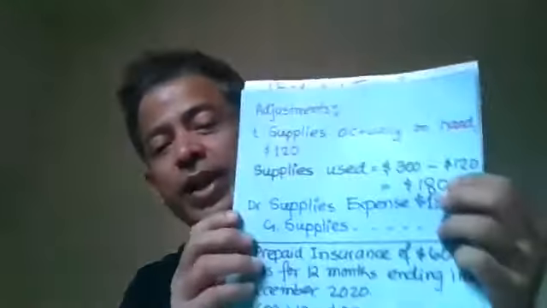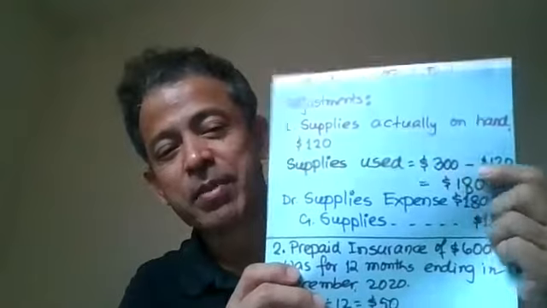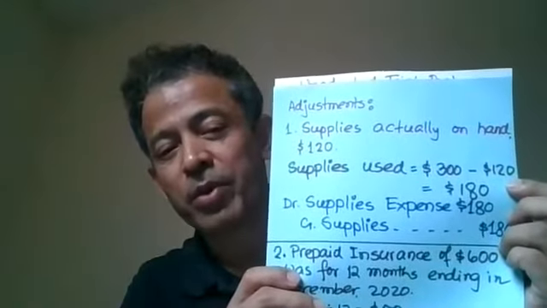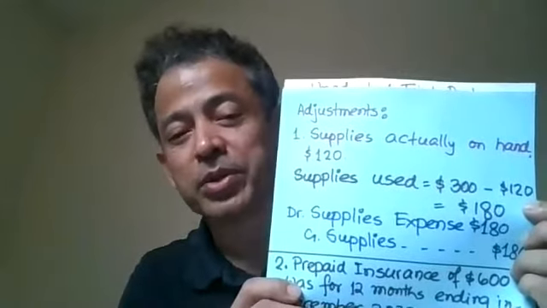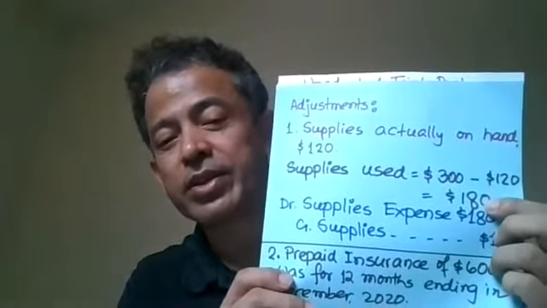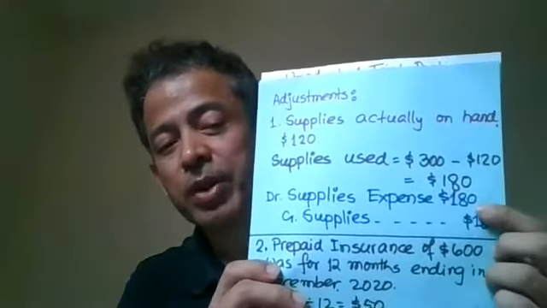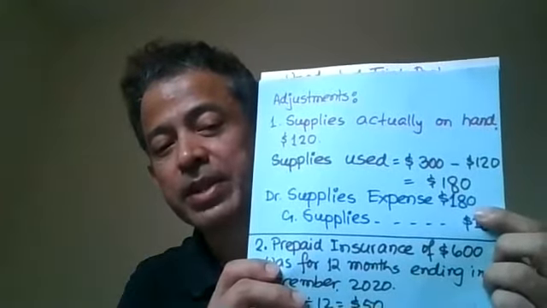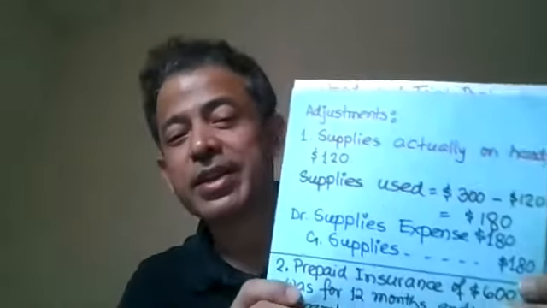So what you see here is that the $300, the original information, minus the more up-to-date, more relevant information, tells us that we have only $120 worth of supplies. So that means $180 worth of supplies have been consumed or expensed. So we have to recognize it as an expense. So debit supplies expense, credit supplies. This is your journal entry to recognize the part of supplies that have been expensed, that have been used up.